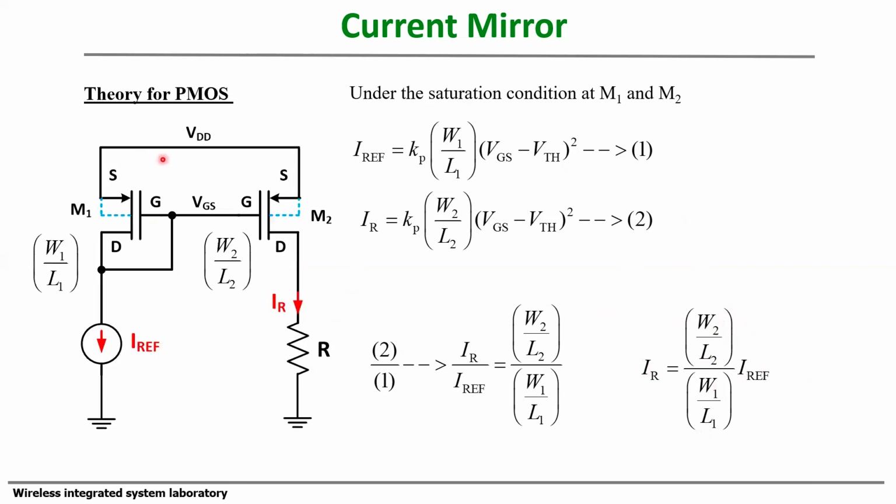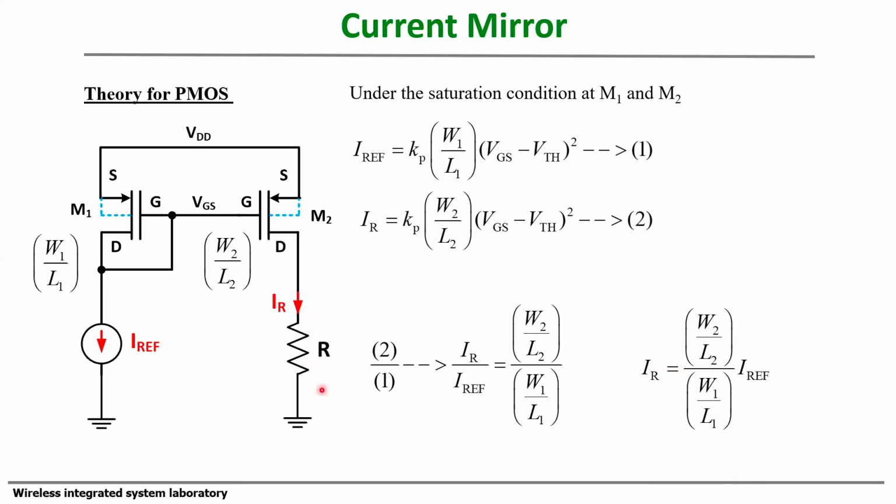Similar to the NMOS transistor, we can also obtain the current mirror expression for the PMOS, which is 100% similar to the NMOS. See, the current through R, which is IR, equals the ratio of the aspect ratios of M2 and M1 times the reference current. This is 100% the same as with the NMOS transistors.